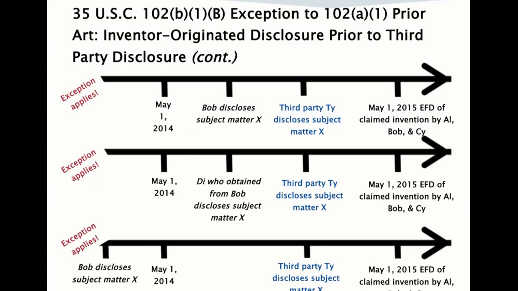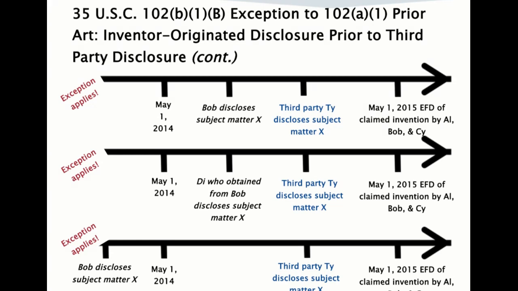In all of these timelines, the effective filing date is May 1st, 2015, and there is a third-party disclosure of subject matter X. Because the third-party disclosure is during the grace period, it may be subject to a 35 U.S.C. 102(b)(1) exception. However, it is not a 102(b)(1)(A) exception because it is not an inventor-originated disclosure. That is, it's not by one or more joint inventors, the inventive entity, or another who obtained the disclosed subject matter from the inventor or a joint inventor, either directly or indirectly. Ty, who is not an inventor, discloses the subject matter X, and there is no reason to believe Ty obtained the disclosed subject matter, indirectly or directly, from the inventor or a joint inventor.